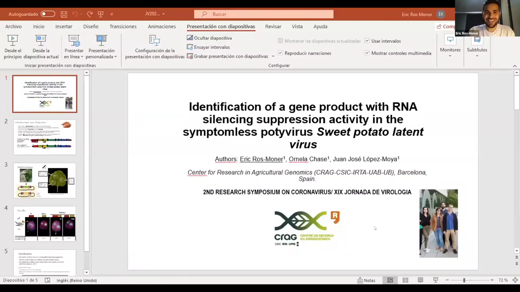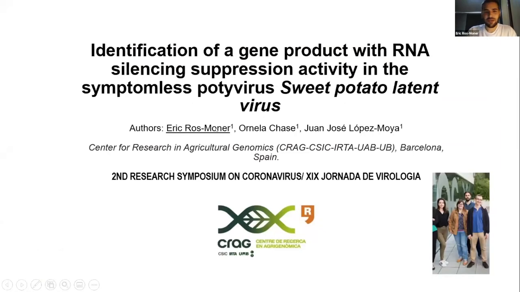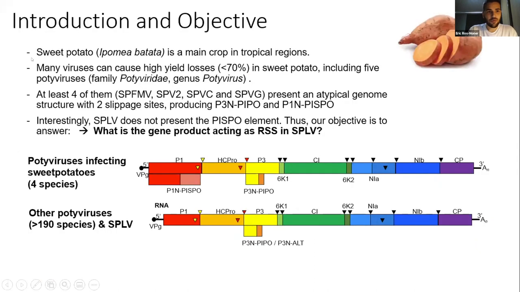Good afternoon, I'm Eric Ross, and I have collaborated with the plant viruses group at CRAG. Our work deals with sweet potato, a main crop in tropical regions. It can be infected by different pathogens, including at least 5 potyviruses. Here we can see the genome structure of these potyviruses: a polyprotein that autocatalytically processes into functional mature proteins, plus at least two more gene products produced by the polymerase slippage mechanism, as Janina presented before.